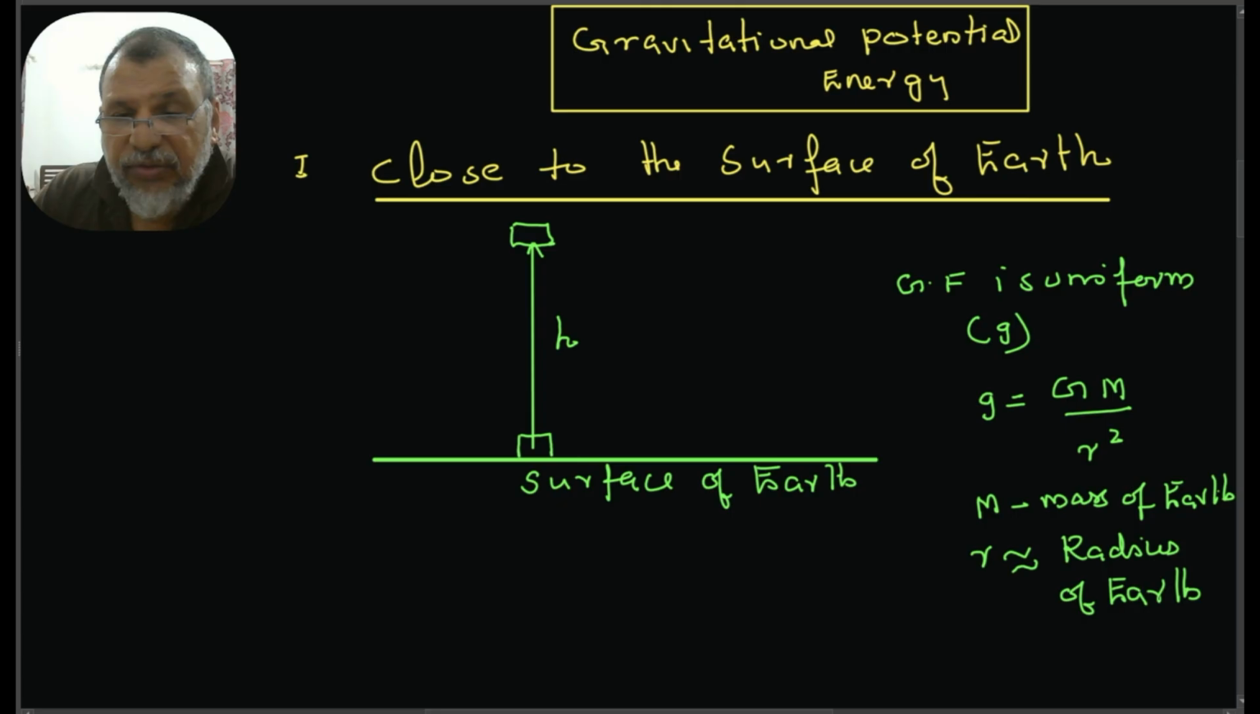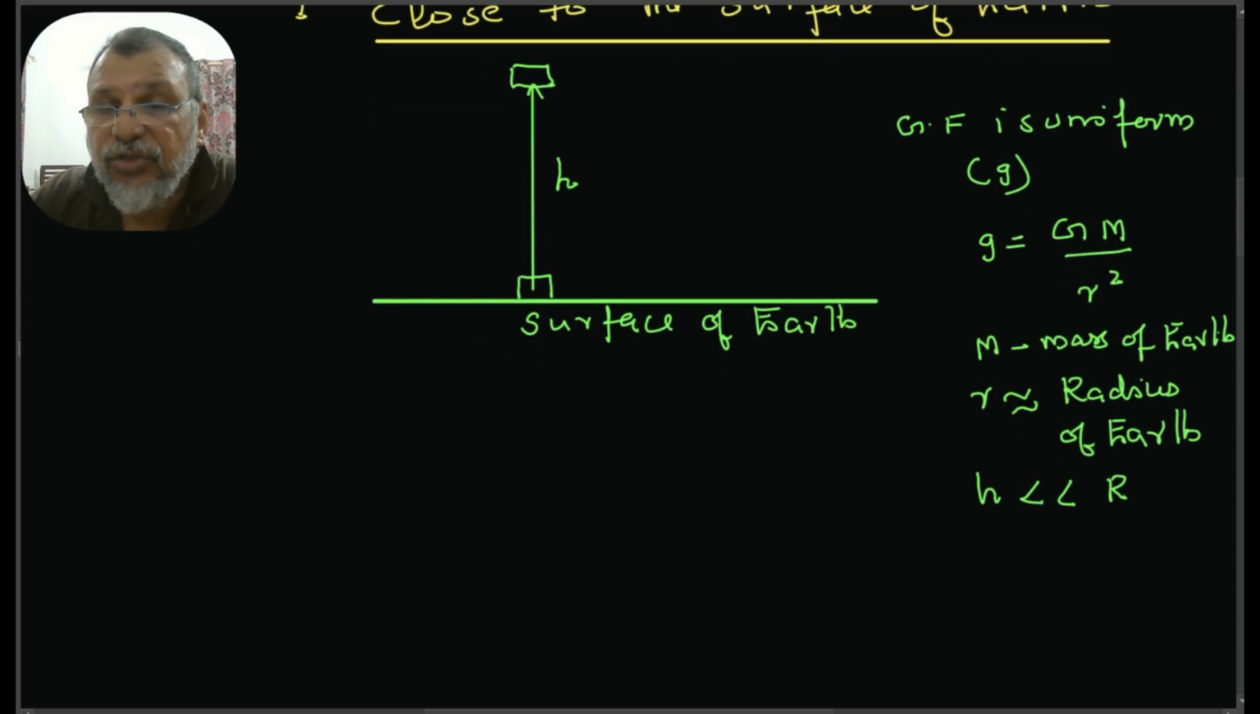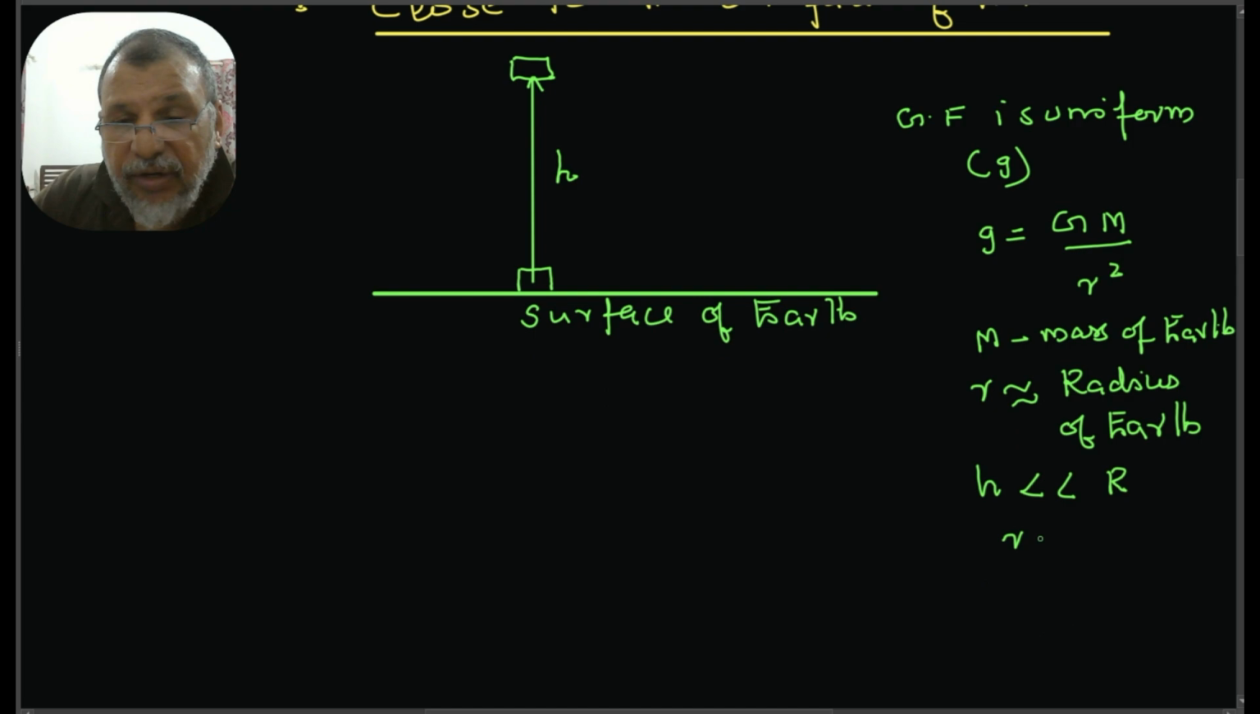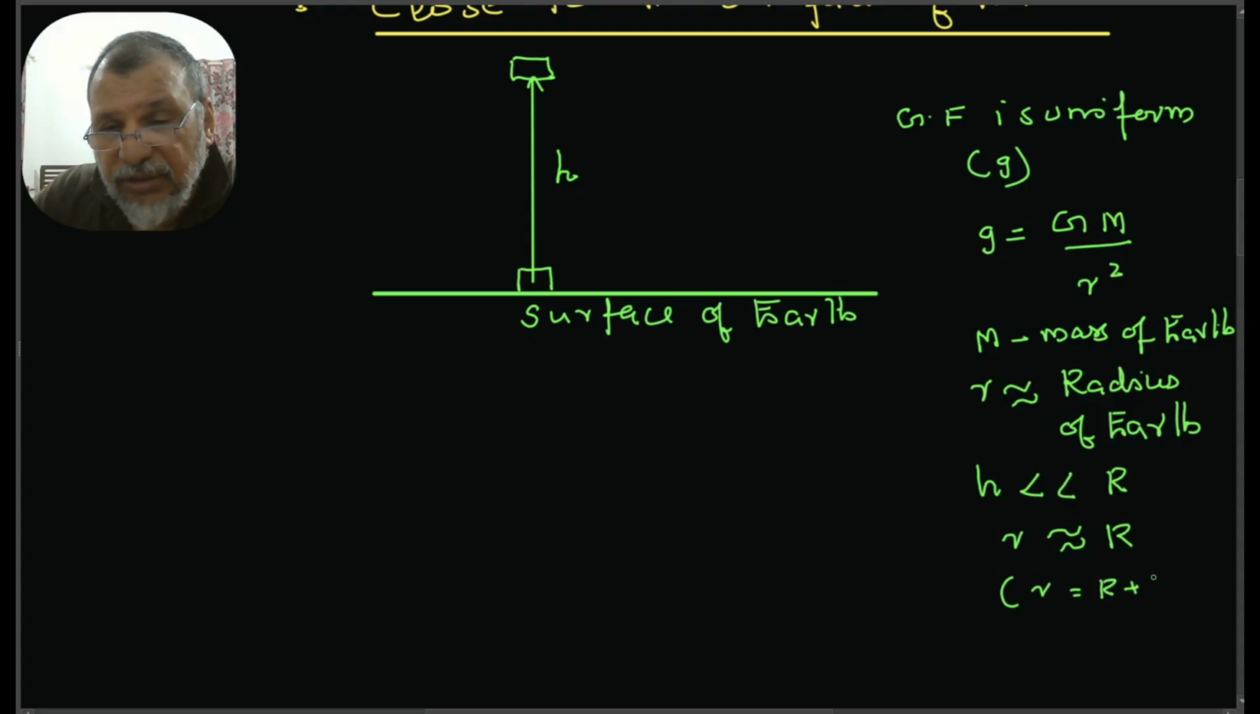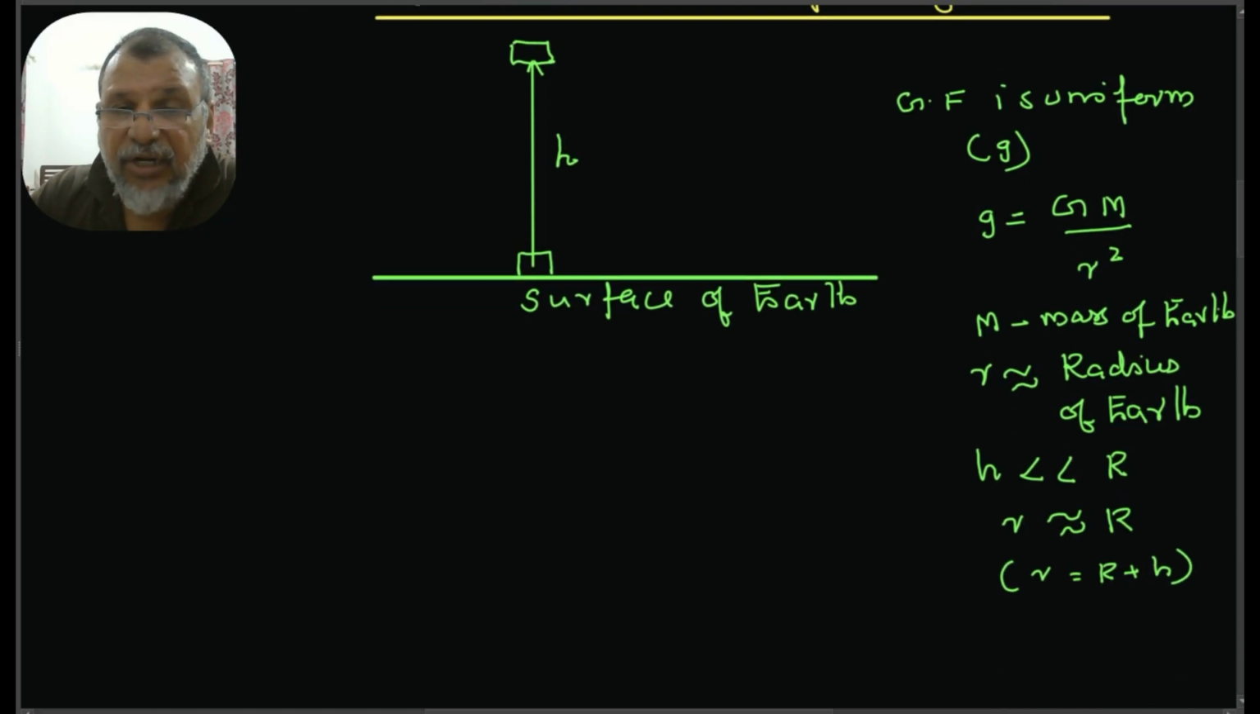Now look at here, compared to the radius of the Earth, h is much smaller than the radius of Earth. Therefore, you can say r is approximately the radius of Earth. Because actually, what is the value of r? We want to know the value of r. r is equal to the radius of Earth plus h. So you don't really bother about the h when we calculate the g value.